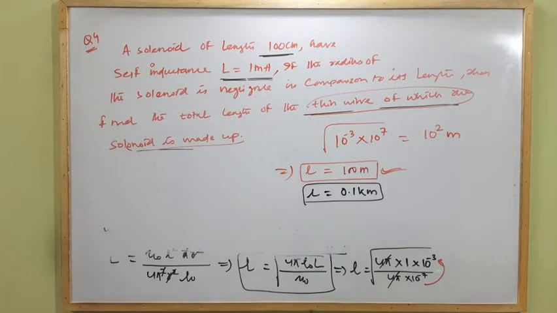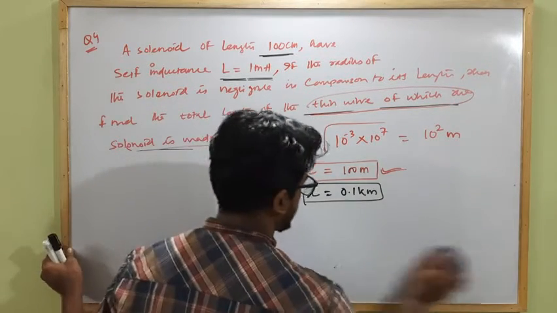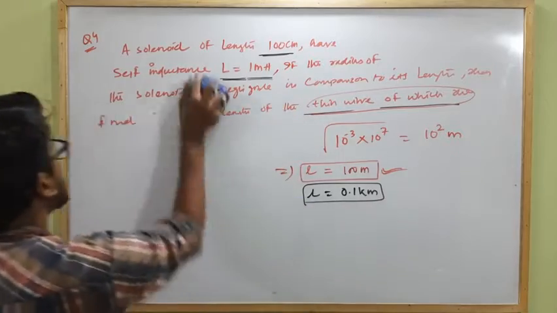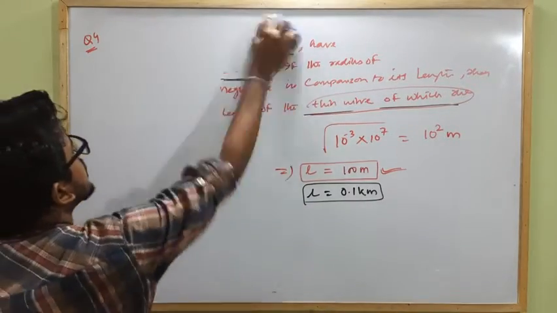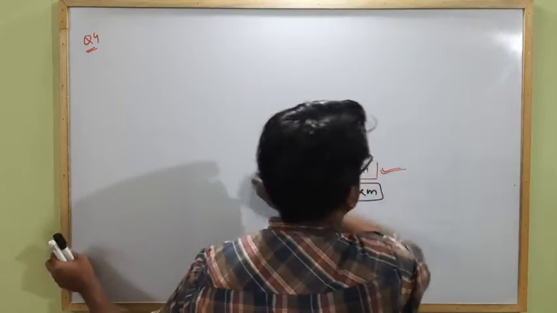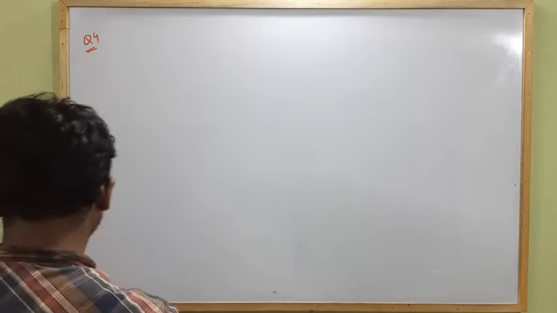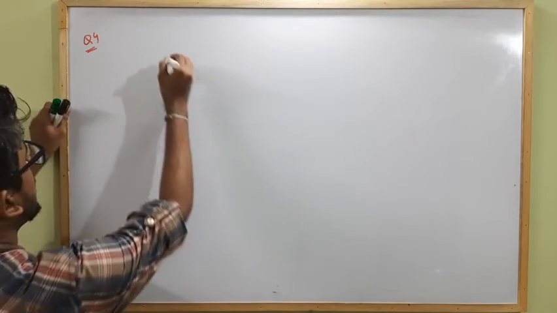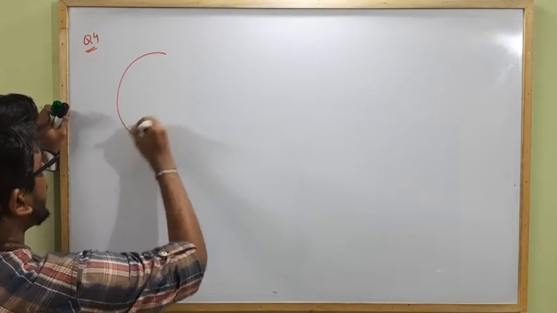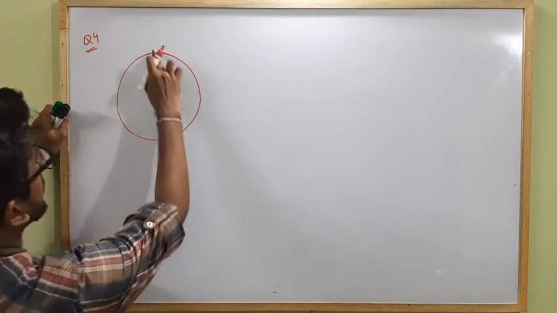Okay, clear? So next, understand? So next we are going to discuss another question. Here is a circular coil.